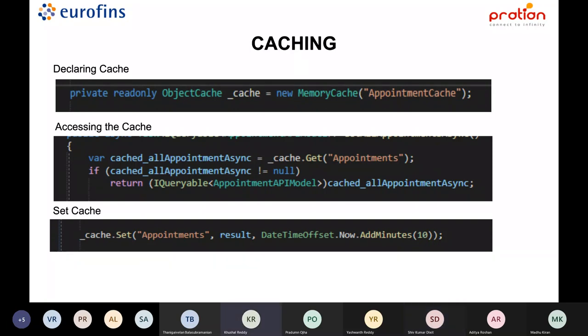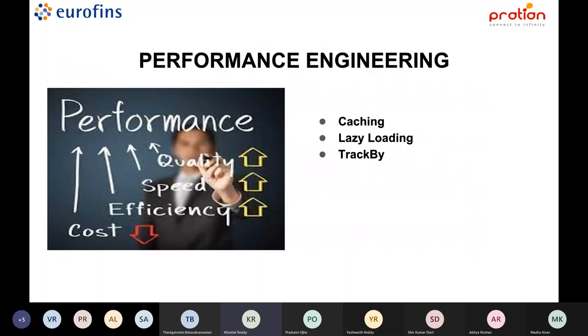Initially, if we made simultaneous calls to our web API, it was always making calls to the database server. So to reduce the database calls and to return the data quickly, we have implemented caching. We have used memory cache, sir, particularly.